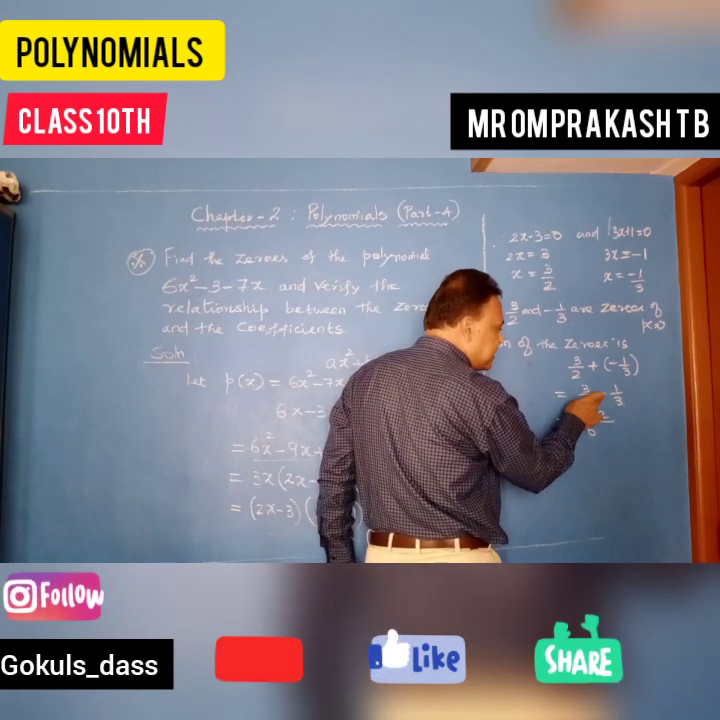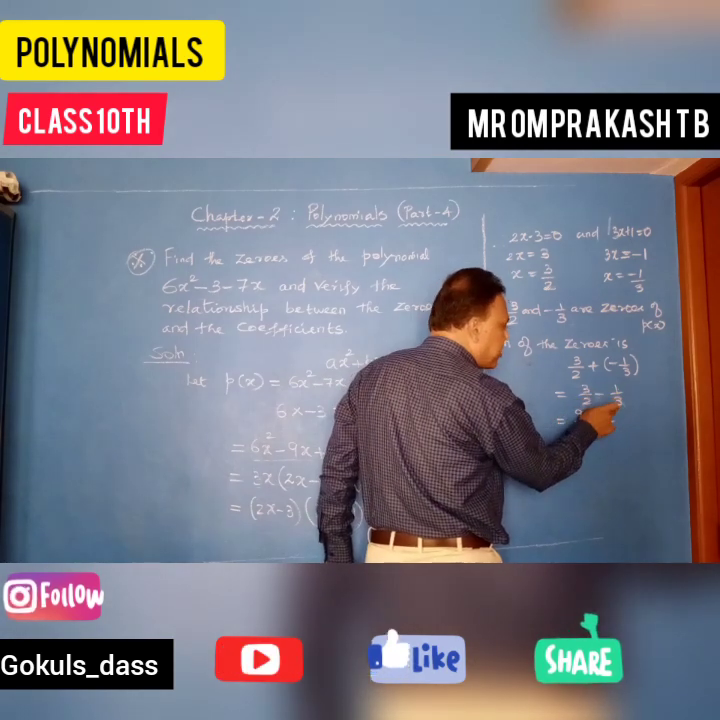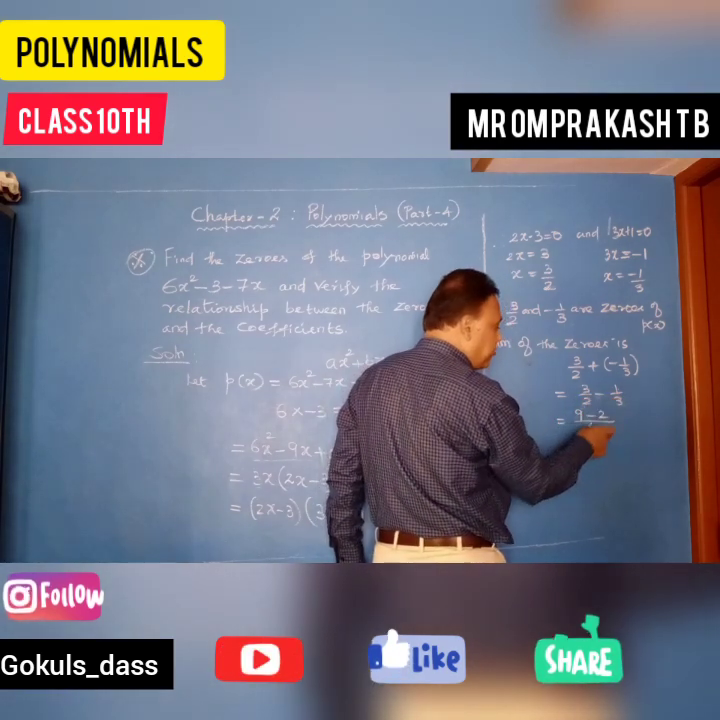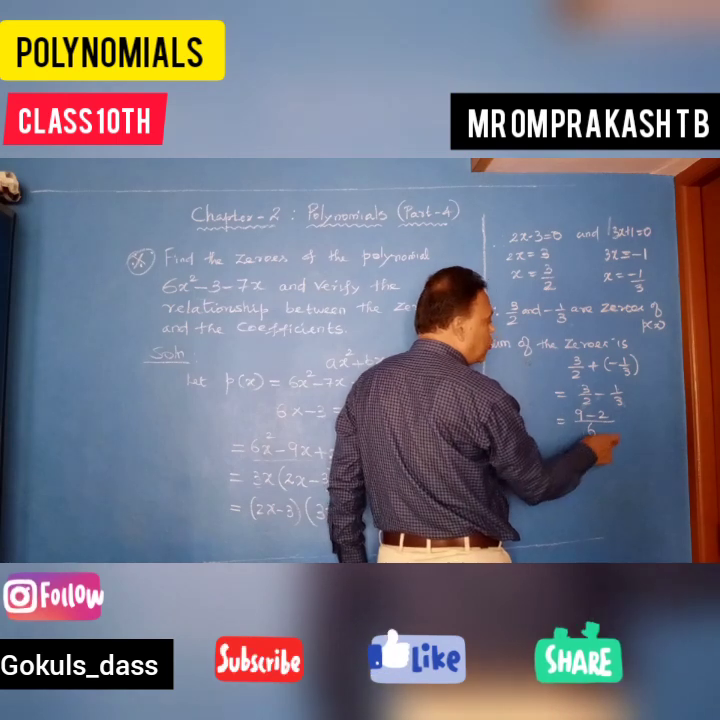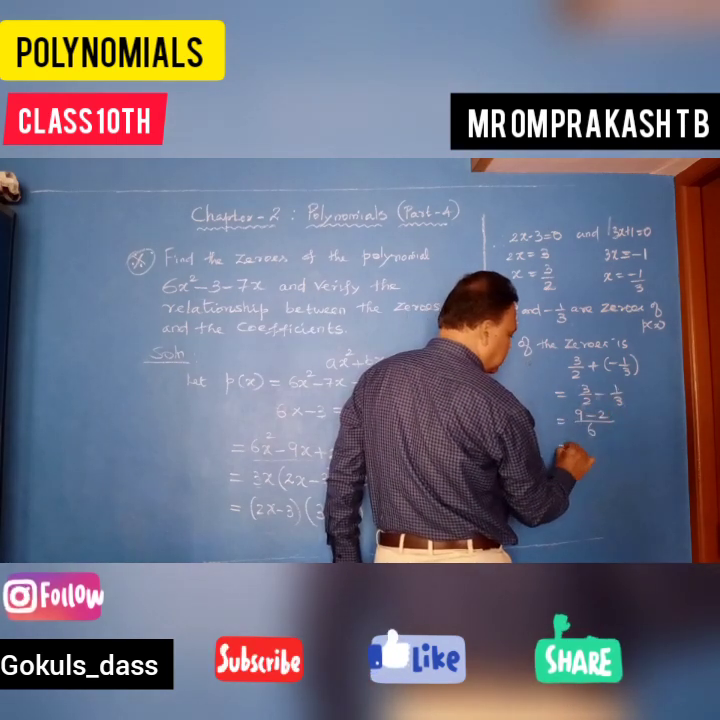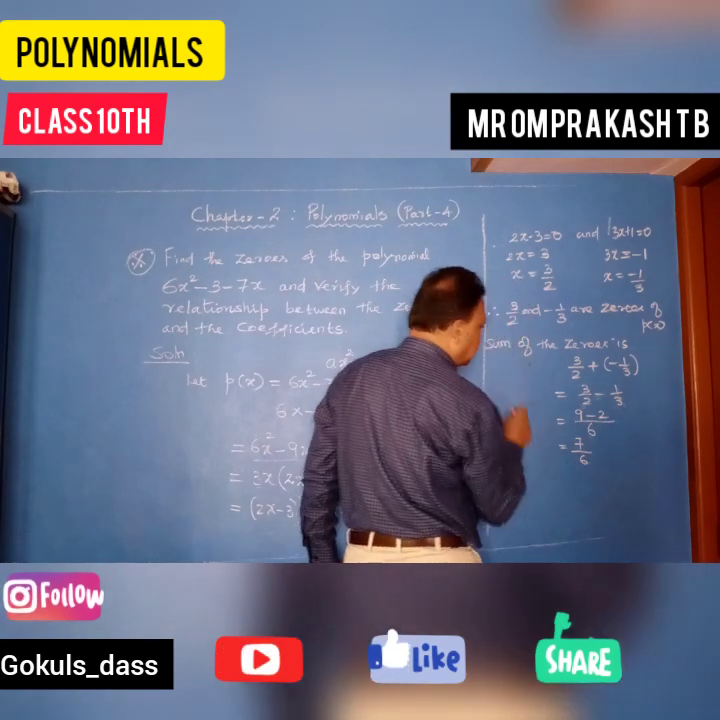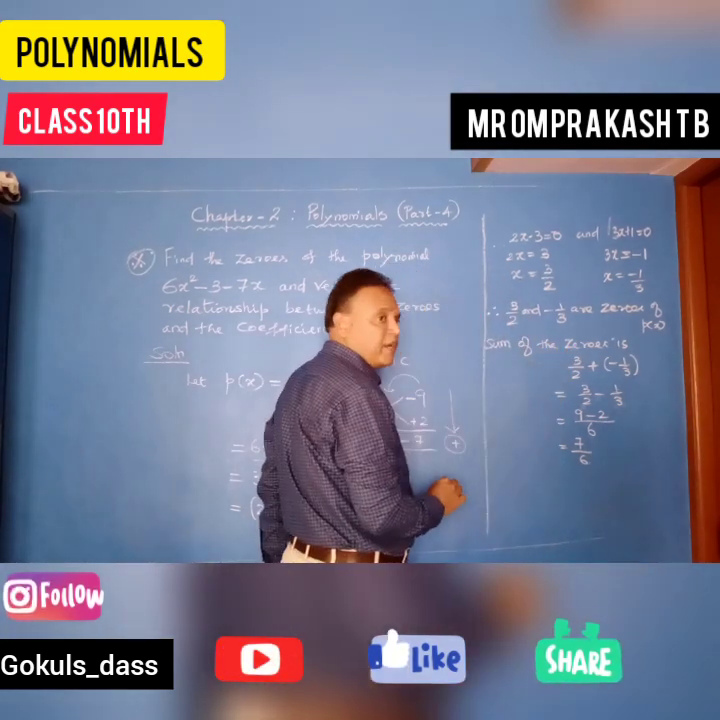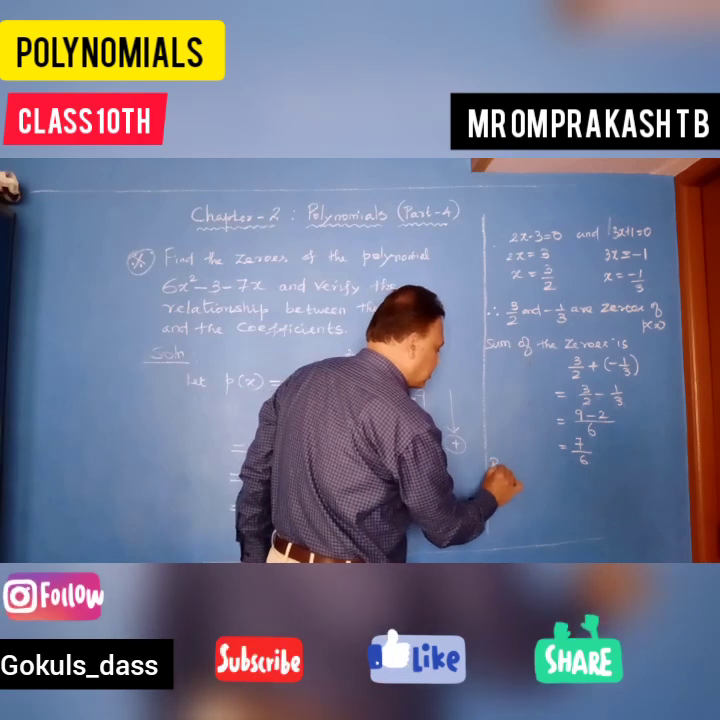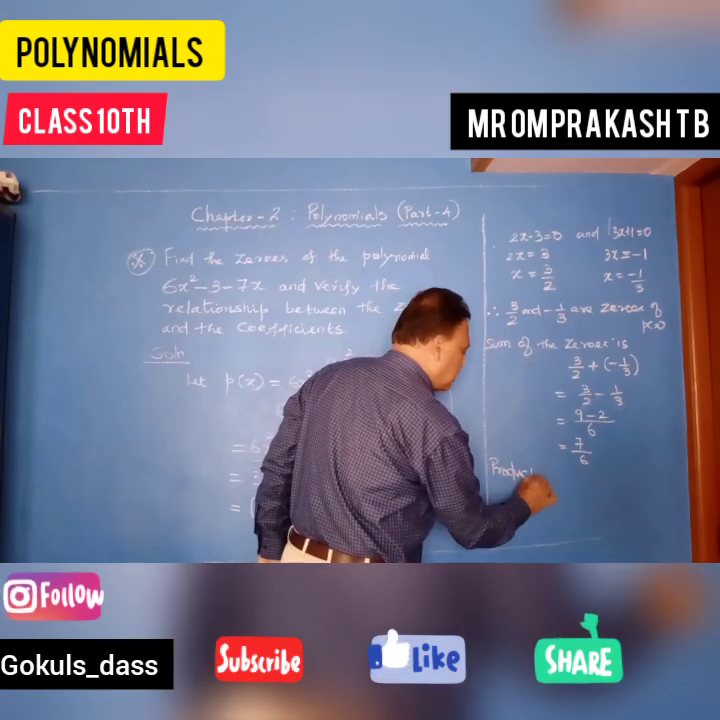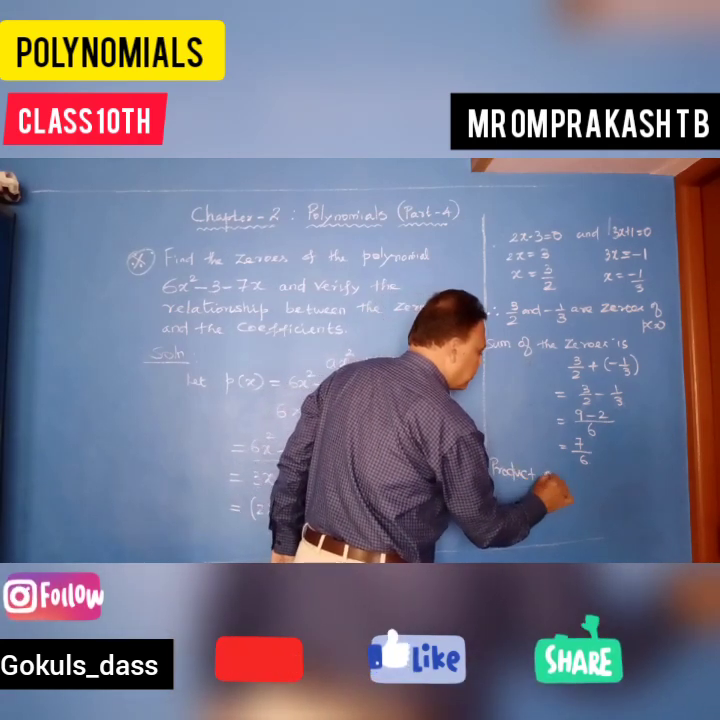Then whatever sign is there, you put it here as it is. Again the denominator, 3 is there. Again divide. 6 by 3 is 2. 2 into 1 is 2. That is 7 by 6. Right? Sum of the zeros, you got it. 7 by 6. Now find out the product of the zeros.